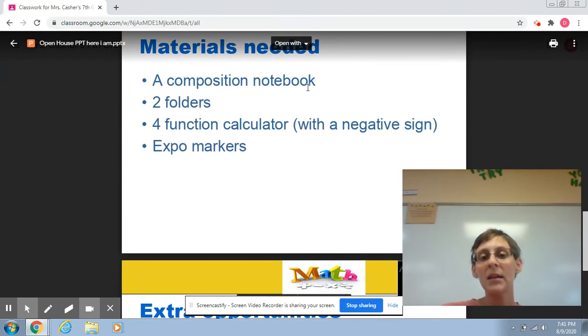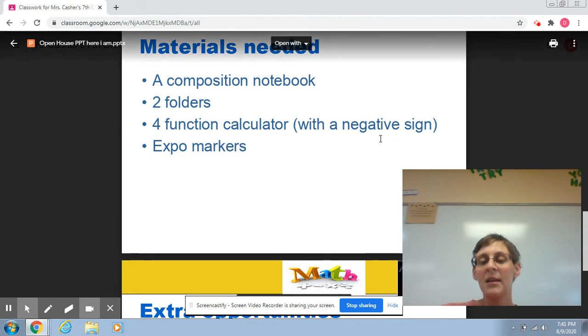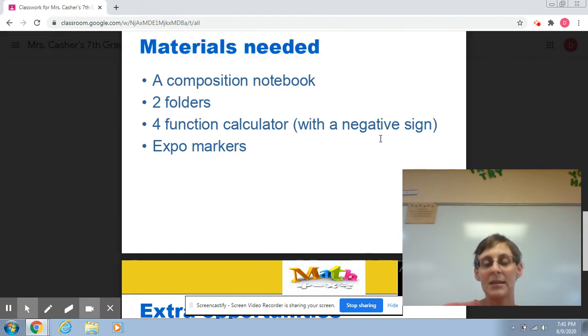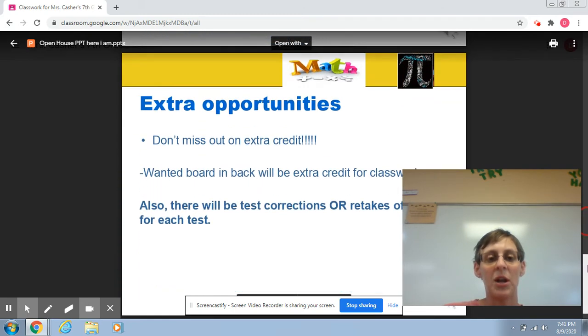Materials needed this year. If you are online, you really only need a notebook for me, and obviously a calculator. Calculator, not picky on it. Just make sure it has a negative sign on it. The minus sign is not a negative. If you are in person coming to school, you will need a notebook, 2 folders, the calculator, and we'll be doing a lot with expo markers this year, especially since I won't be able to walk around as much. You guys holding up whiteboards for me so I can see. So if you can bring your own markers so we don't have to share.